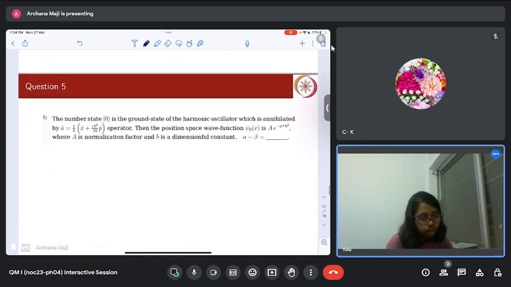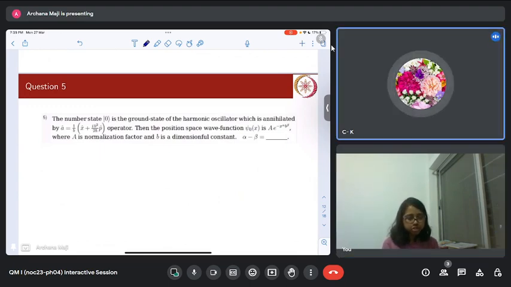The number state 0 is the ground state of the harmonic oscillator, which is annihilated by this operator. Then the position space wave function is this, where A is normalization constant, B is dimensionful constant, what is alpha minus beta. So basically what you have to find out is position space wave function psi 0 of x. Can you do this? Do you understand what the question actually asks and what you have to do? What do you have to do? Tell me.